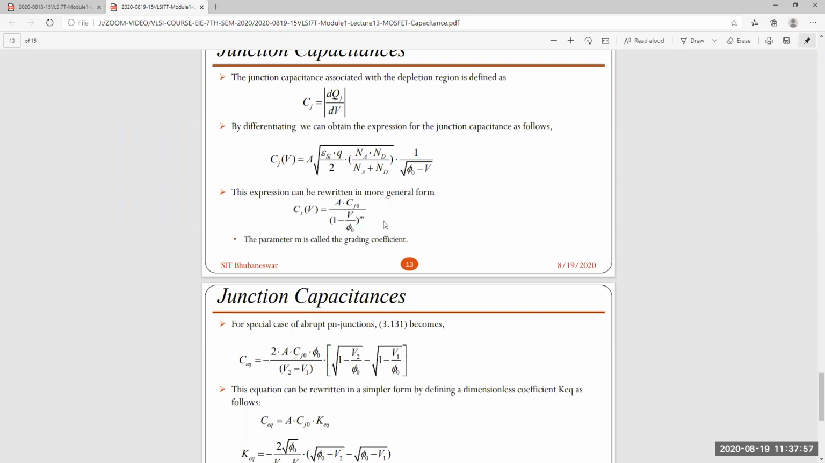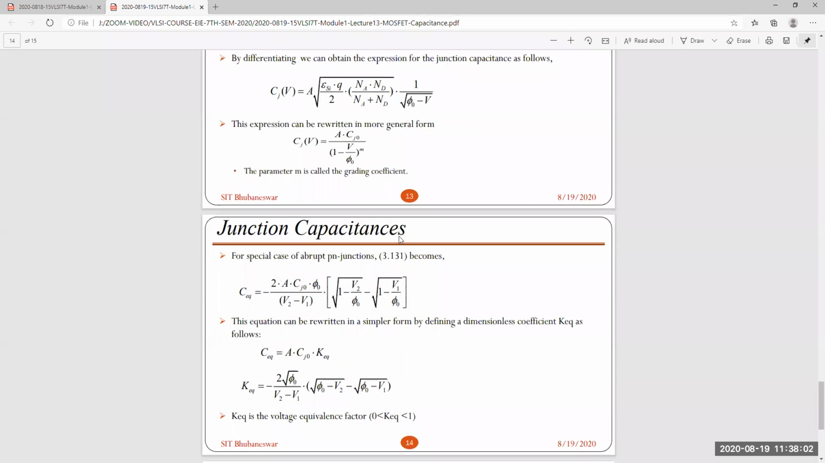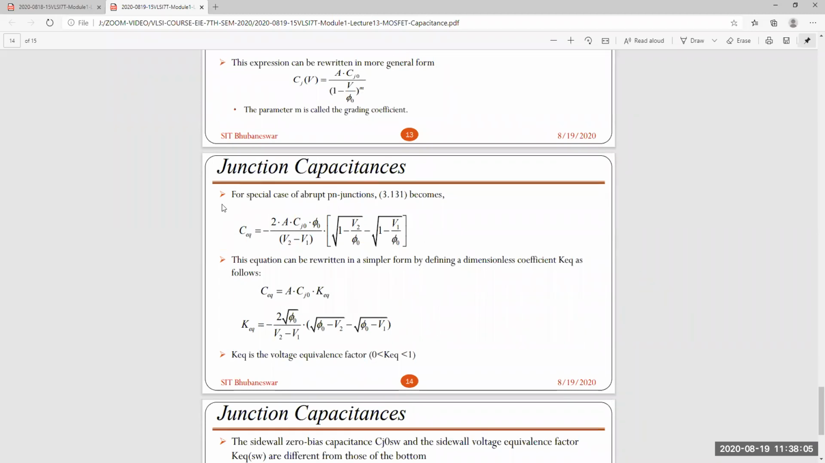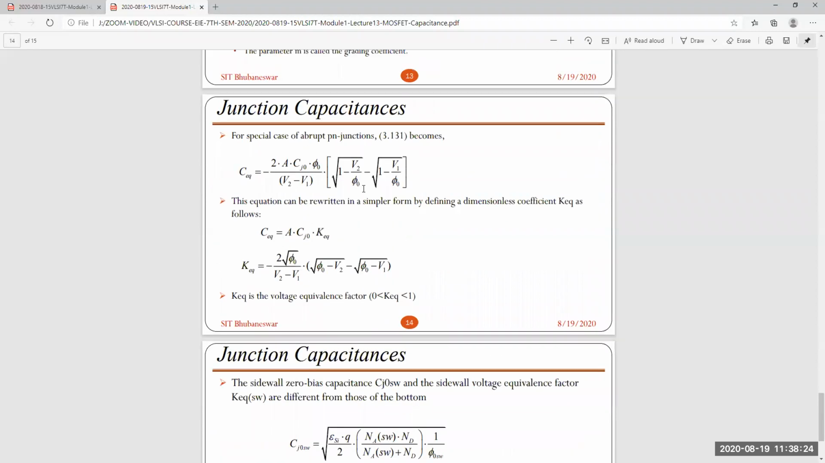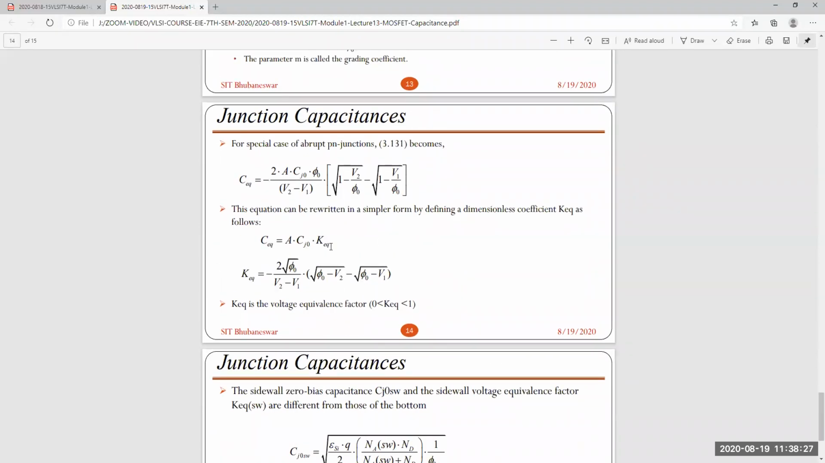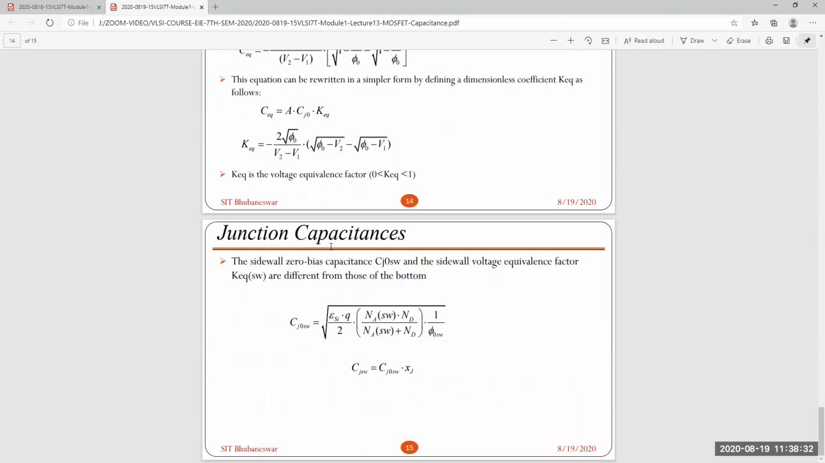Graded or abrupt junction. For the special case, the abrupt PN junction becomes these things. These things you can directly go through in the Kang book and work on. This is actually a special case. The abrupt junction is there, so there is no need to remember this. You should know what the capacitances are, but for simple problems you can calculate some.